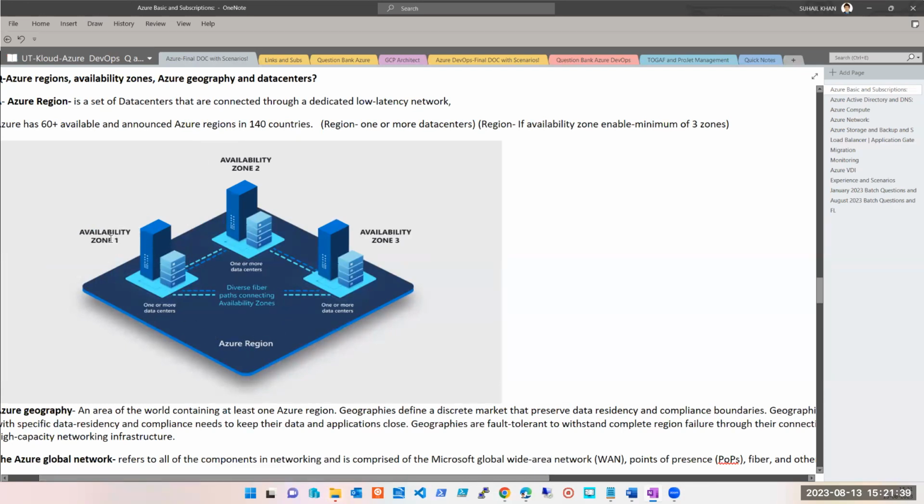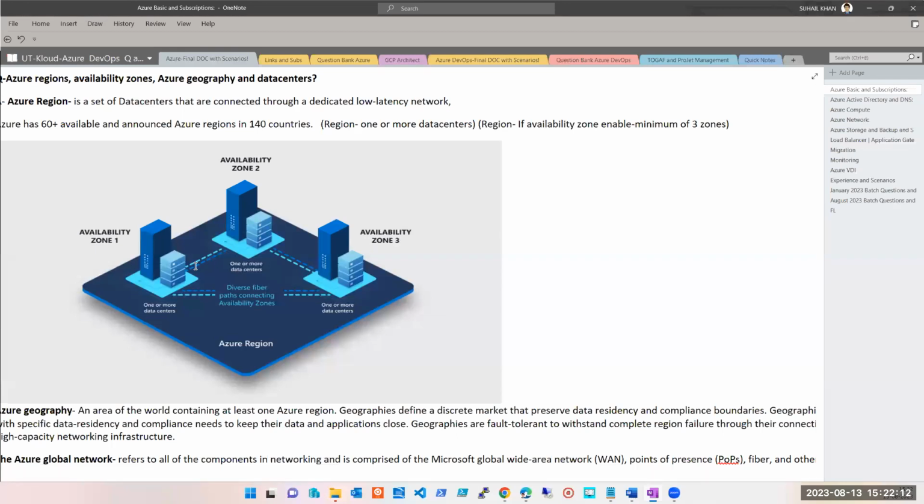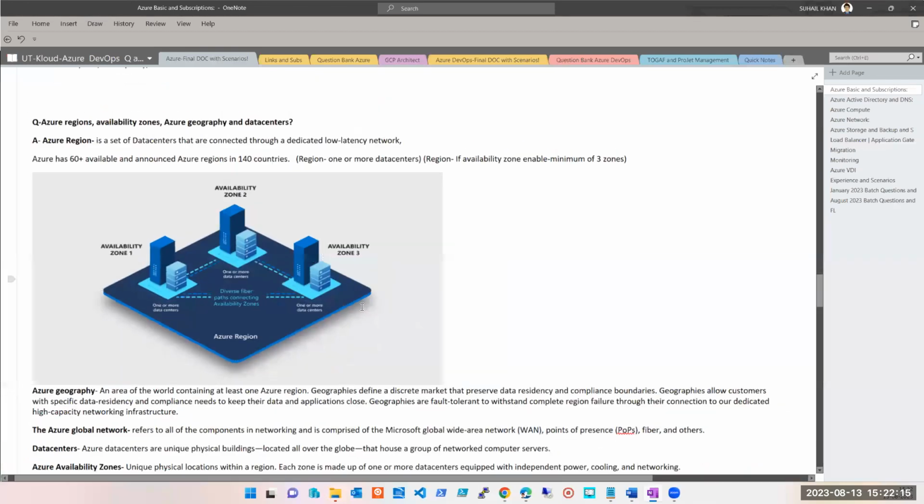Here I have one availability zone, which means a data center. I have another availability zone, which is another data center, and this is another availability zone. So if any region has 3 data centers, normally 3, let's stick to 3. I have not seen any region with 2 data centers, and one will definitely not be called an availability zone. So any region which has 3 data centers will be called availability zones. Is this clear to everyone?